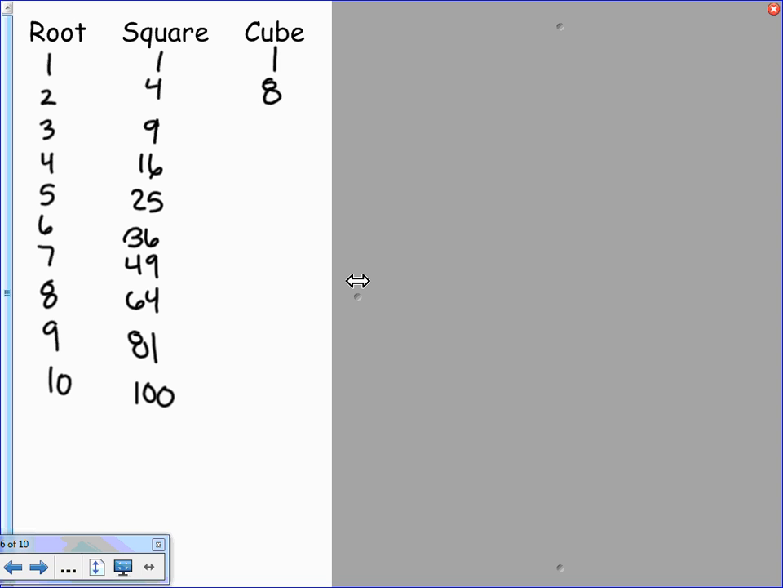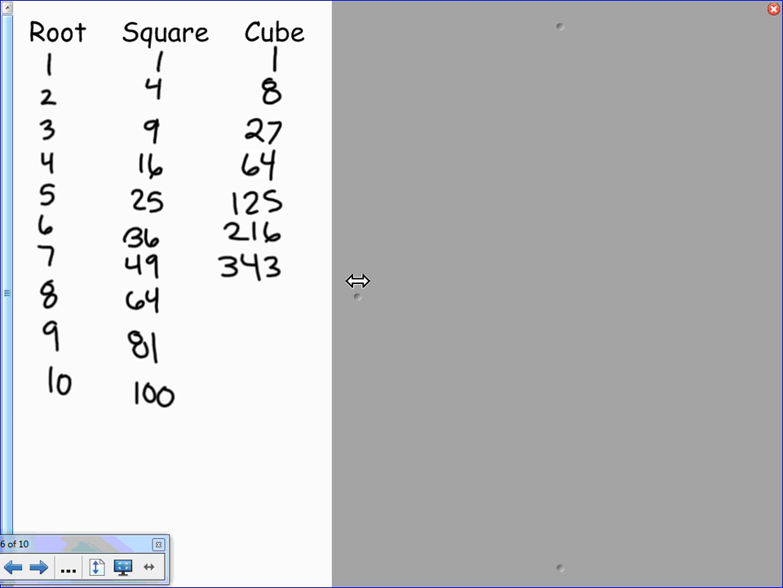9 times 3 is 27. 16 times 4 is 64. For 25, I think about quarters. If I had 5 quarters, I'd have $1.25. And I'll put up the next two. 36 times 6 is 216. 49 times 7 is 343.